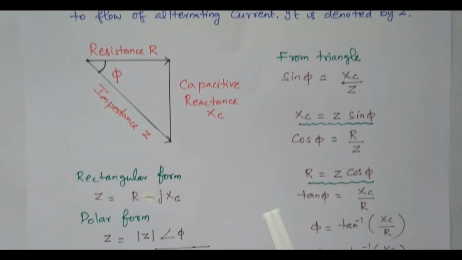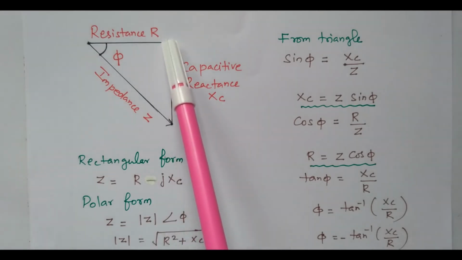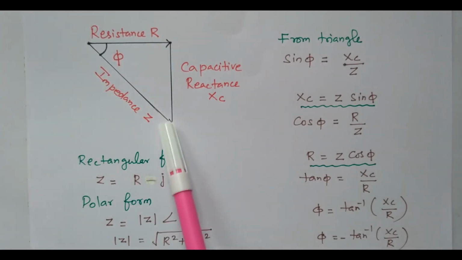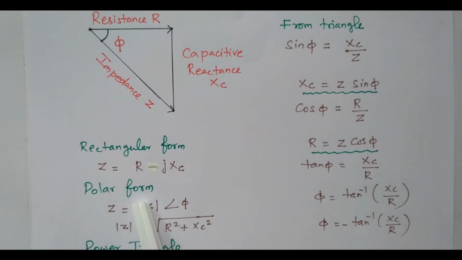So based on that we can write the impedance Z equal to R minus jXc. This minus represents it is downwards, lagging. Voltage is lagging. So that can be written as modulus of Z at an angle, which is the polar form. How will you find the modulus of Z? Square root of R square plus X square.